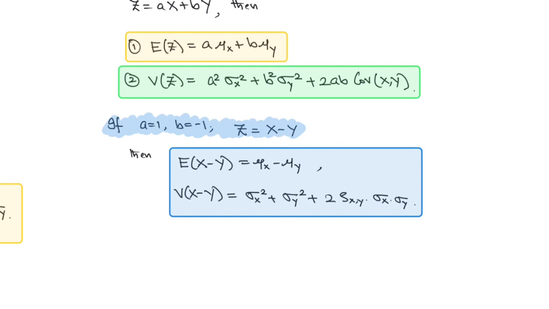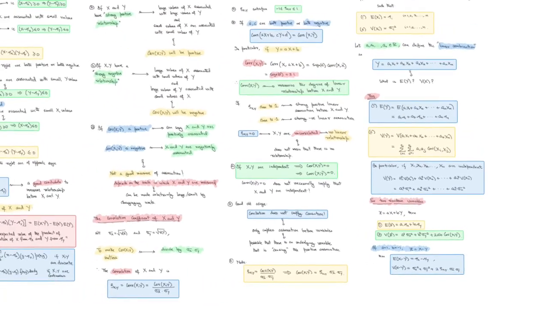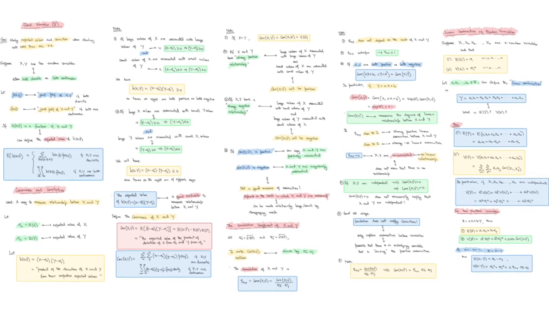To summarize today's video, we spoke about expected value for a function of two random variables. We defined the covariance of two random variables, the correlation coefficient of two random variables. We saw how these give us information about the extent of linear relationship between the two random variables x and y. Finally, we introduced the idea of linear combinations of random variables, calculated the expected values and variances of linear combinations of random variables.